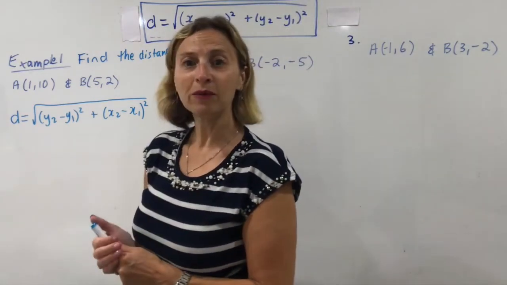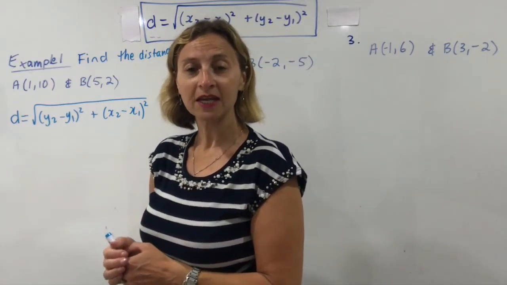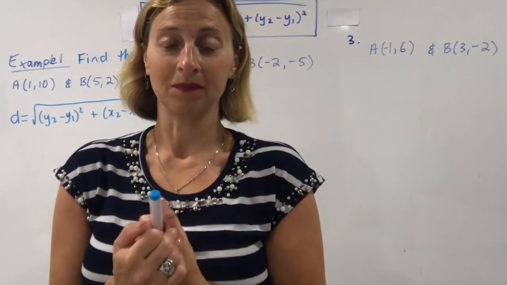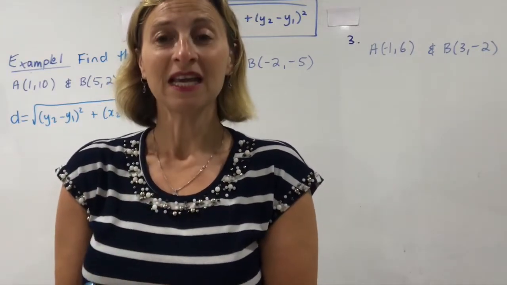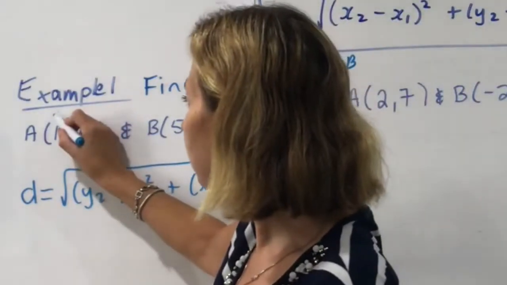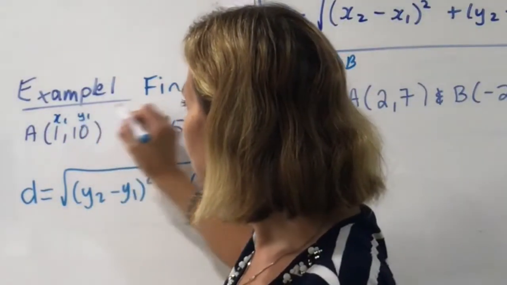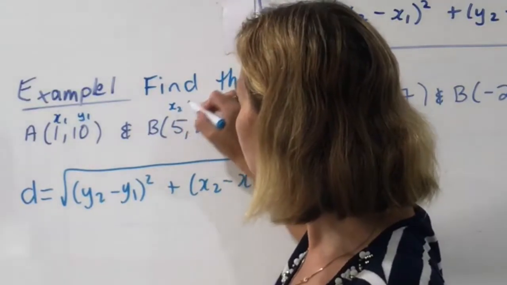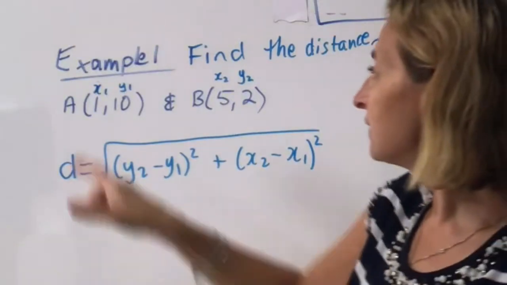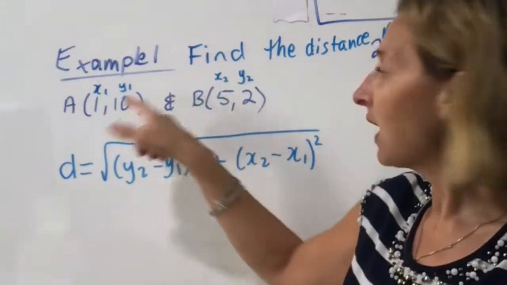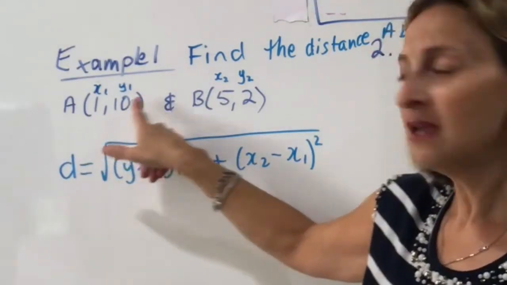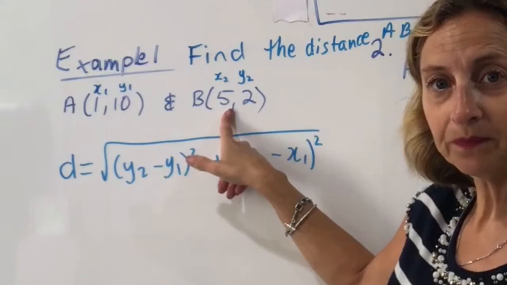Once I've got my formula written down, I actually need to label the points. And in my opinion, the most important part of this formula, or any of these formulas, is labeling the points first. I'm going to call this point x1, y1, and I'm going to call this point x2, y2. It is very important that the 1's go together and the 2's go together. You can't call this point x1, y2. This point is x1, y1, and this point is x2, y2.